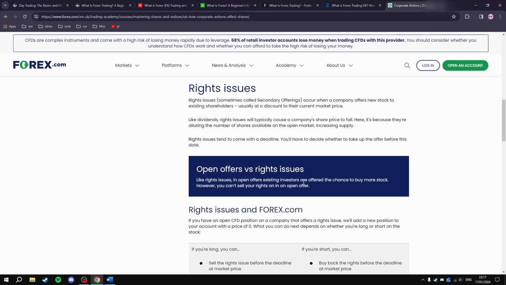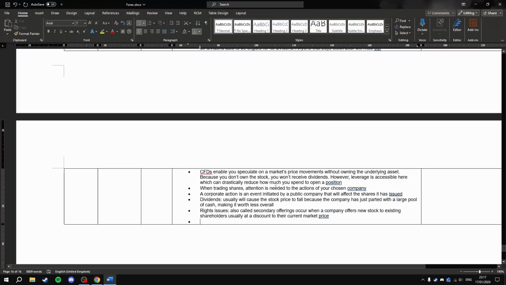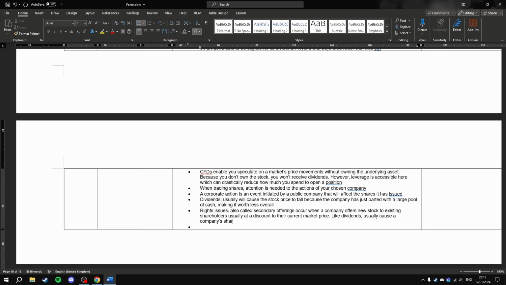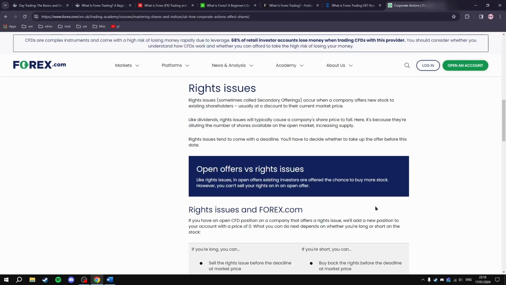Like dividends, rights issues would typically cause a company's share price to fall. Here it's because they're diluting the number of shares available on the open market, so increasing the supply.